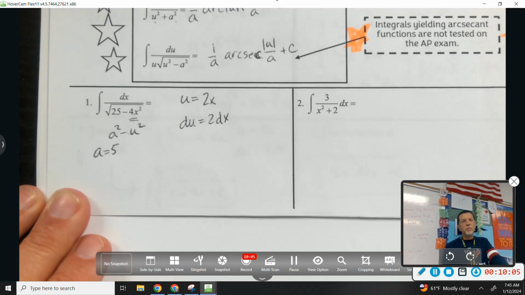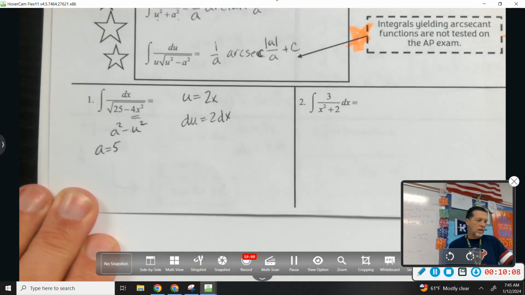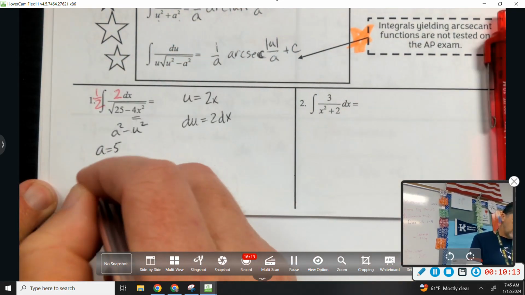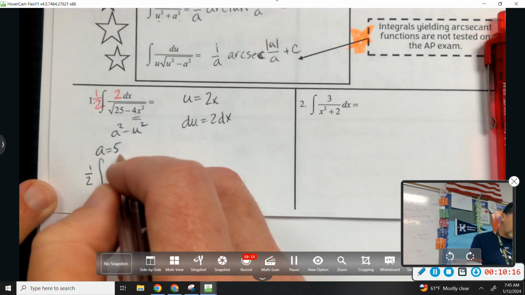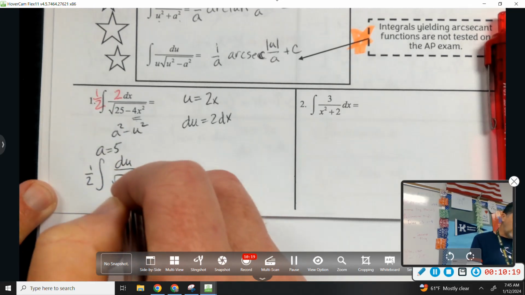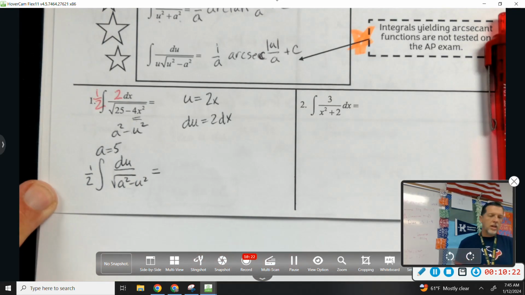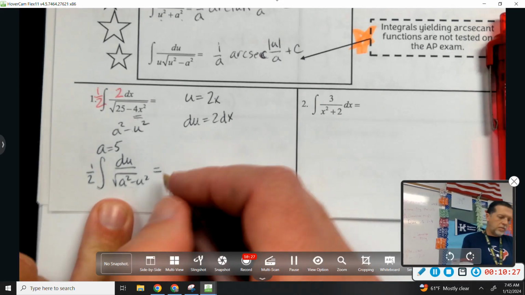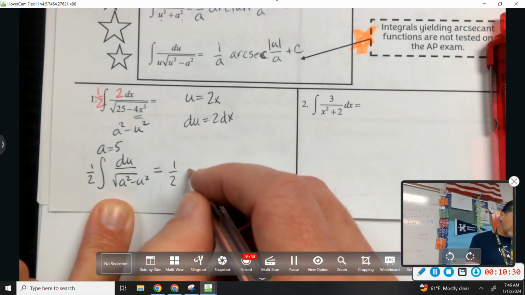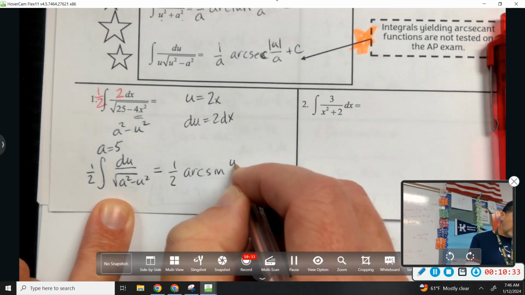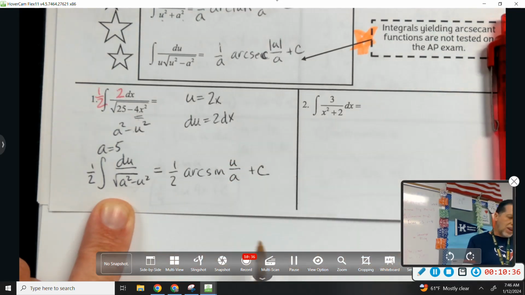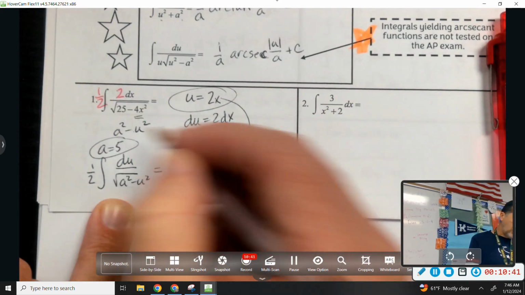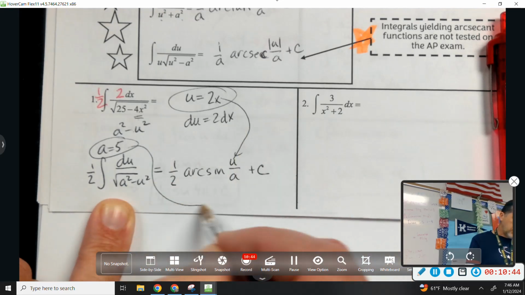So here we go with spawning numbers again to make things work. So I can put a 2 there and a 1/2 out front. So I've got 1/2 du over square root of a squared minus u squared. Now that definitely looks like arcsine. So 1/2 goes to the 1/2 from out front. Arcsine of u over a plus c. And you can even leave it like that because you've told me what u is and you've told me what a is. So you can leave that.